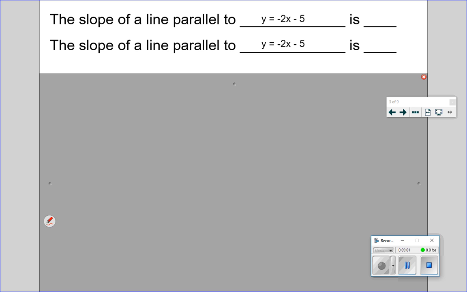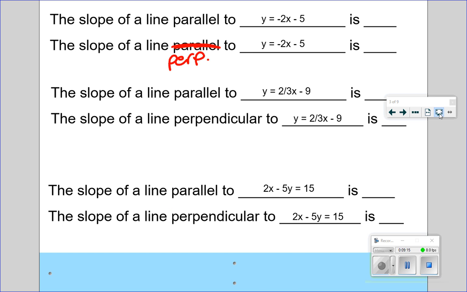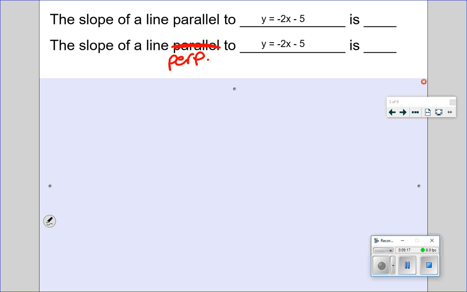So here are some examples of things you might have to do. You might have to state the slope of a line that would be parallel or perpendicular to a, whoops, that is actually supposed to say perpendicular. There we go. So if we have this line, y equals -2x minus 5, if we were to write the equation of a line that's parallel, or graph a line parallel to that, the slope would need to be the same. So in this case, the slope would need to be -2.